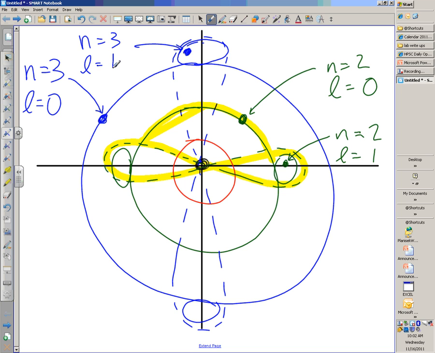Okay? These two electrons, they live in the same city, N equals 3. But they live on different streets in that city. Does that make sense?